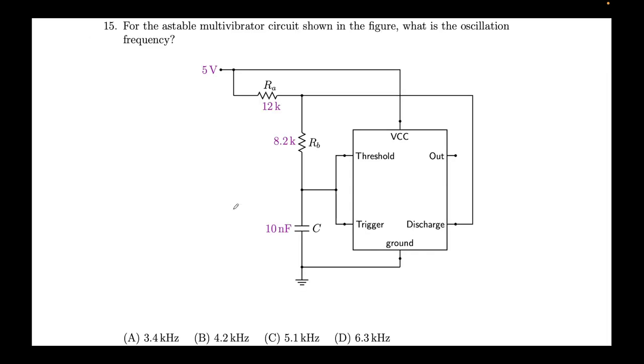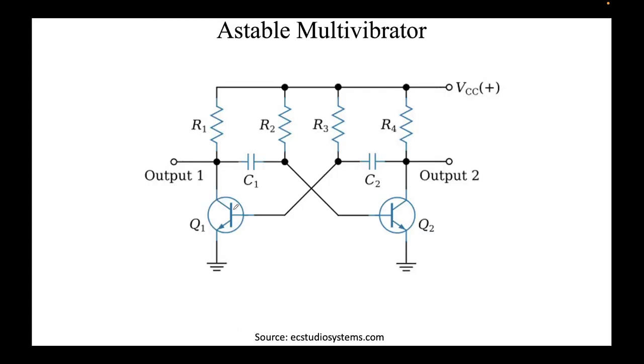Okay, so now coming back to the final problem for the day. In this problem, we are given an astable multivibrator circuit. What is the oscillation frequency? So I understand that we have to look at what an astable multivibrator is first of all. What I'm denoting here is a very simplistic diagram.